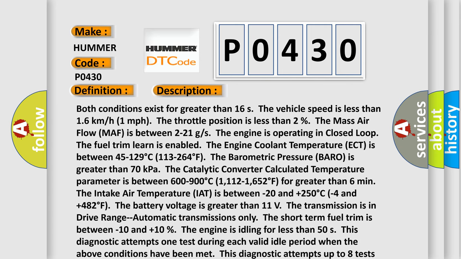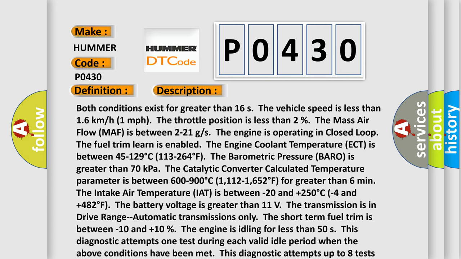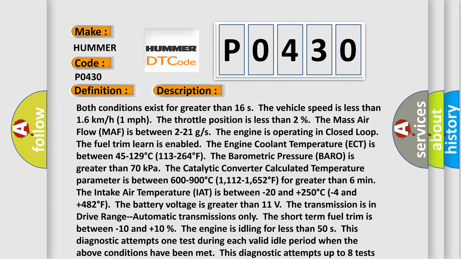The transmission is in drive range. Automatic transmissions only. The short-term fuel trim is between minus 10 and plus 10%. The engine is idling for less than 50s. This diagnostic attempts one test during each valid idle period. When the above conditions have been met, this diagnostic attempts up to 8 tests during each drive cycle.